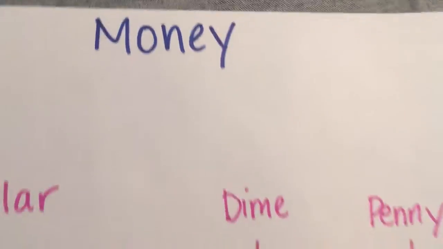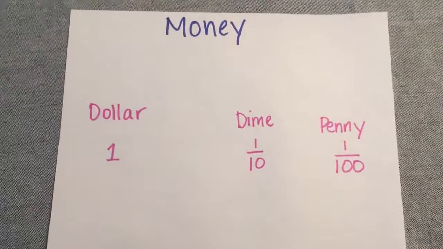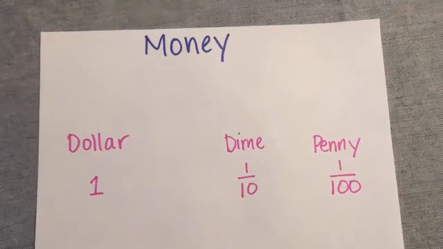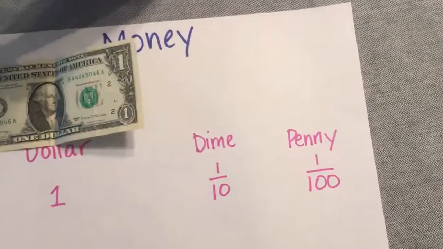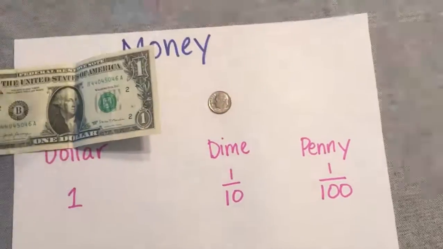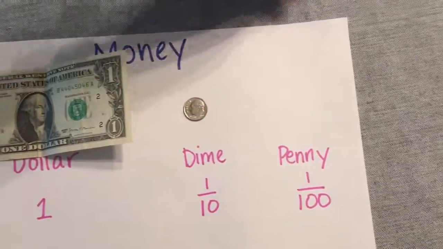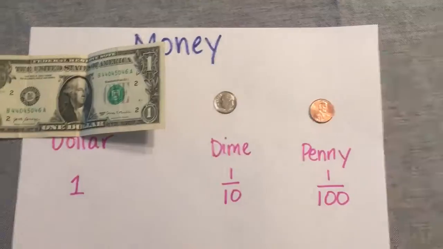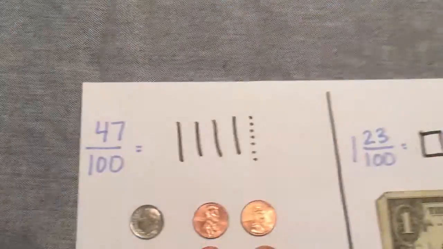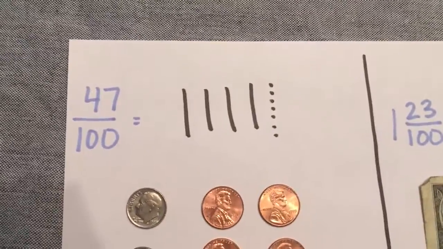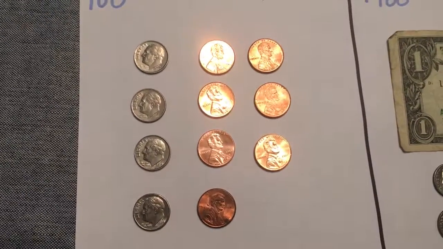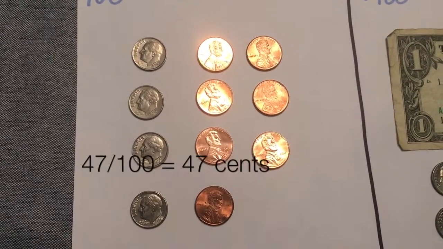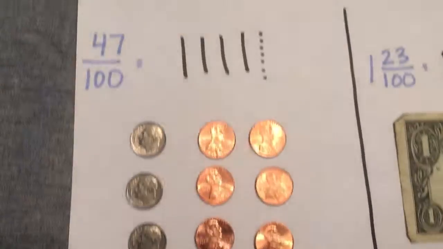Let's talk about your favorite thing, money. We're thinking about decimals and fractions. A dollar can represent 1 whole. A dime can represent 1/10. And a penny can represent 1/100th. If we think about our original example, 47/100ths, it would look like this if it were represented with money. 4 dimes, 7 pennies, 47/100ths.